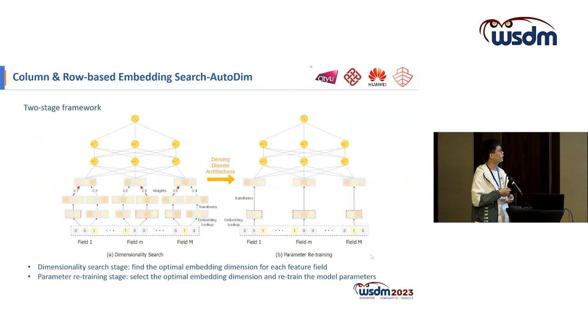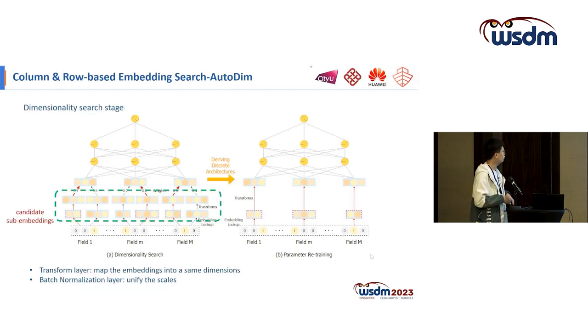AutoDIM is a two-stage framework. During the first stage, the dimensionality search stage, it aims to find the optimal embedding dimension for each feature field. And the second stage, the parameter retraining stage, is designed to select the optimal embedding dimension and then retrain the model parameters.